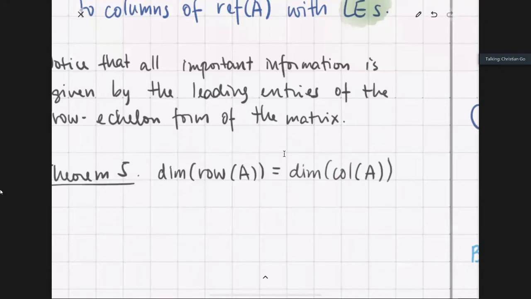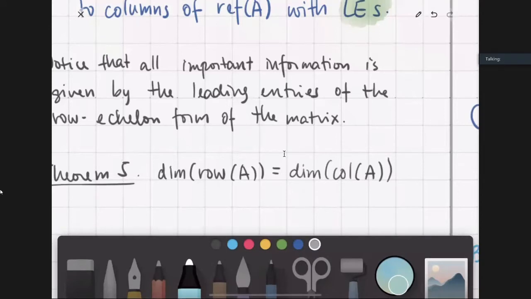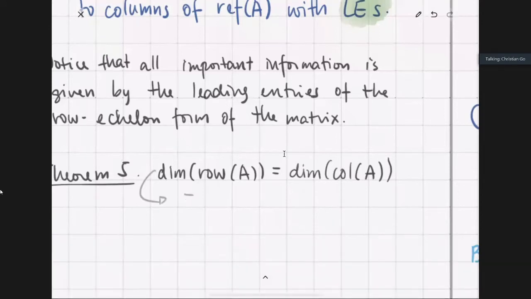And what is this number? Can anyone tell me? What is the number of row space vectors? The number of column space vectors? It's just the number of, exactly, leading entries. All right, so the dimension of a row space, and the dimension of the column space, is just the number of leading entries in the row echelon form.